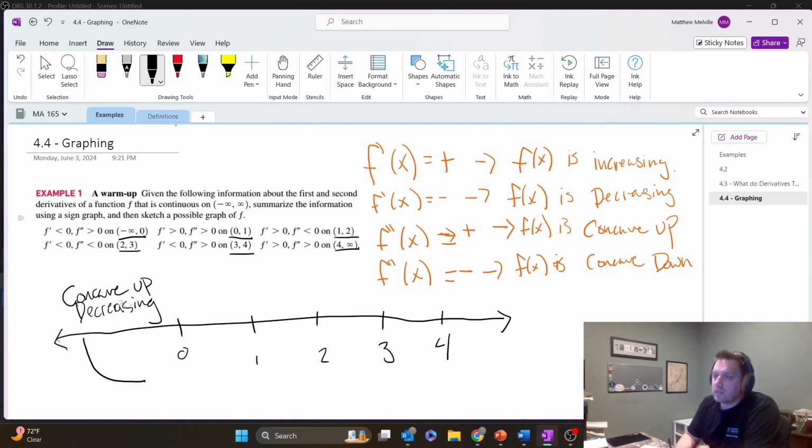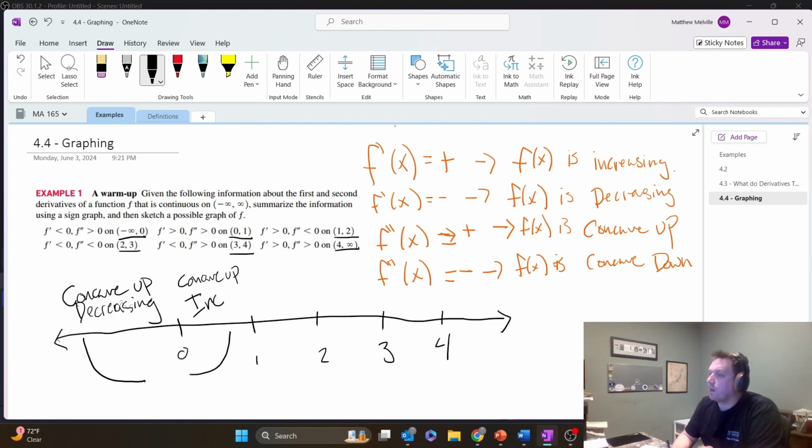Okay, I'm going to look at the next one right here, from 0 to 1. They're both positive, right? So my derivative is positive, and my second derivative is positive. Well, positive means increasing, and this means concave up. So it's still concave up, but it's increasing, which is going to look something like this.